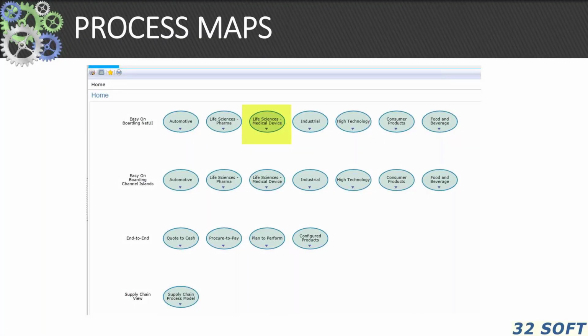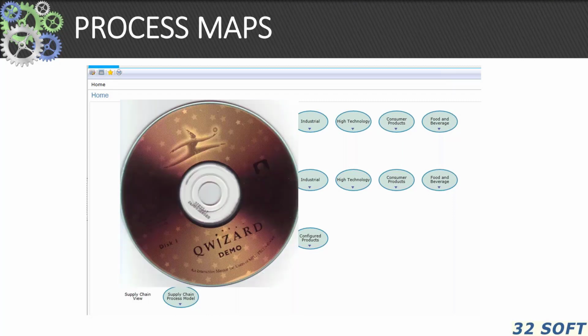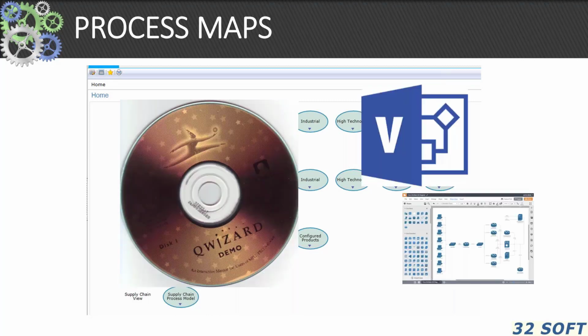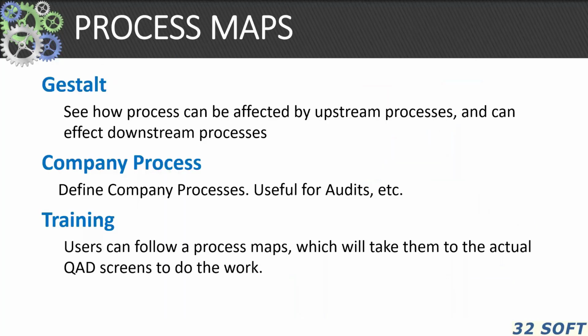I don't know how many of you use or are familiar with process maps, but if any of you remember the old Qizzard or have used Visio, you'll know what the process maps are. Process maps are flexible Visio-like tools that can be used by the organization to define their business processes and executions within QAD. There are three primary uses of the process maps in QAD.